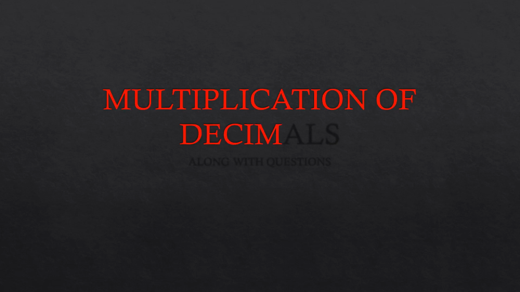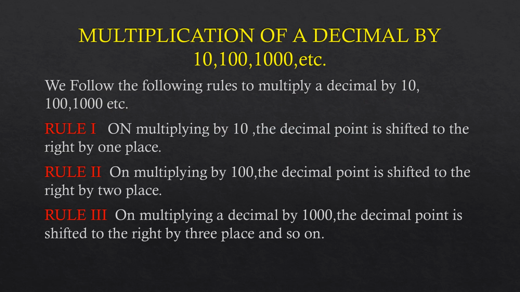In this video, we are going to discuss multiplication of decimals along with questions. So let's get started. Multiplication of a decimal by 10, 100, 1000, etc. means we are multiplying any decimal by 1 followed by zeros. We will talk about 10, 100 and 1000, and the same procedure will be applied to 1 followed by more zeros. We follow the following rules to multiply a decimal by 10, 100, 1000, etc.